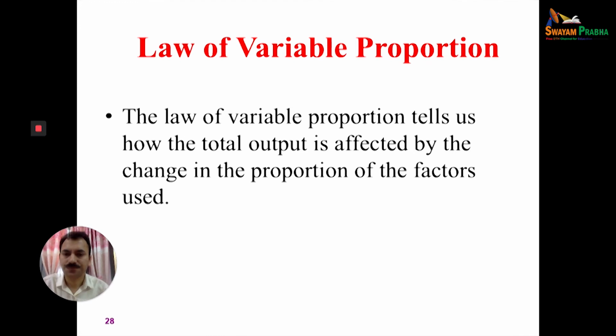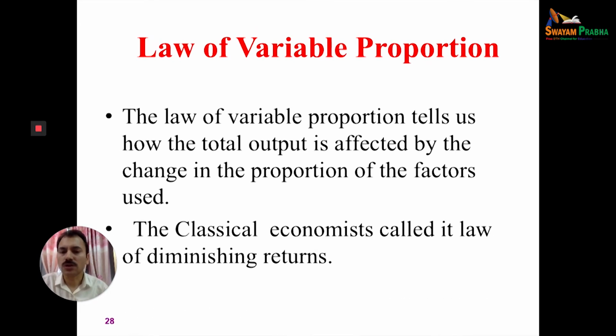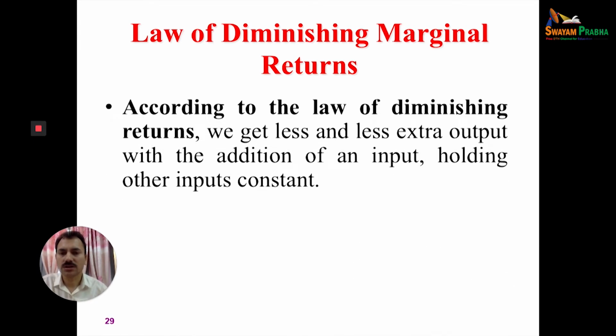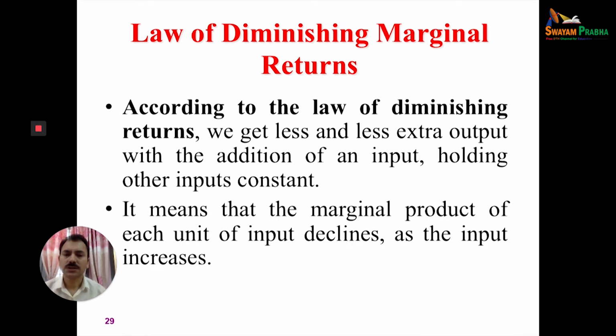So this law of variable proportion tells us how the total output is affected by the change in the proportion of factors used. The classical economists called this law the law of diminishing marginal return. The law of diminishing marginal return means we get less and less extra output with the addition of an input, holding other inputs constant. Returns start diminishing. It means that the marginal product of each unit of input declines as output increases.